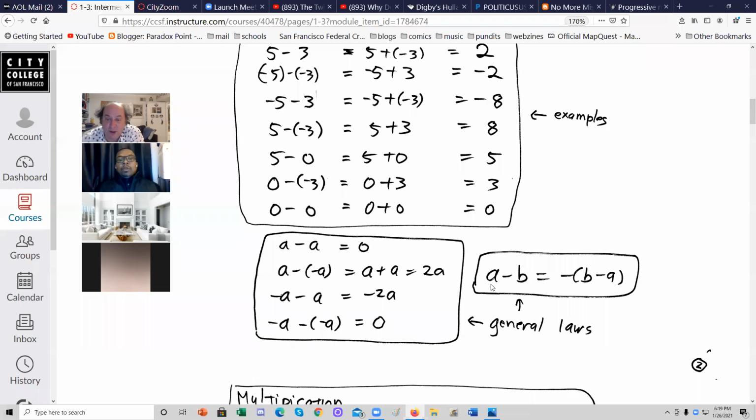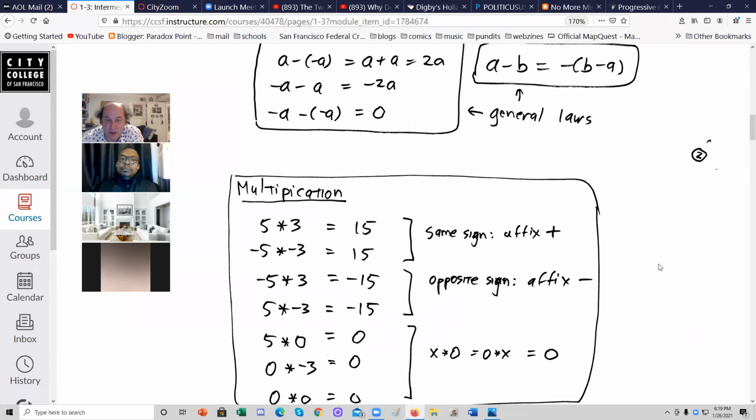In general, if you have a subtraction a minus b, that'll be the opposite of the subtraction in opposite order. So, for example, 2 minus 7 is negative 5, and 7 minus 2 is positive 5. So the two opposite subtractions have opposite sign.